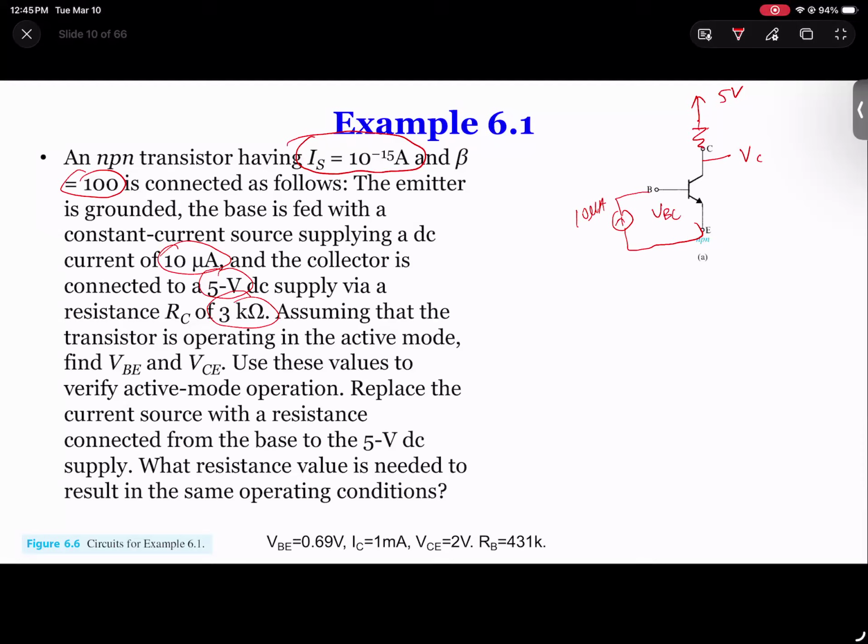So let's put a ground over here. And of course, the second question is to replace the current source with a resistor connected from the base to the 5 volts, and what happens? So we can go to the next slide to do that problem.